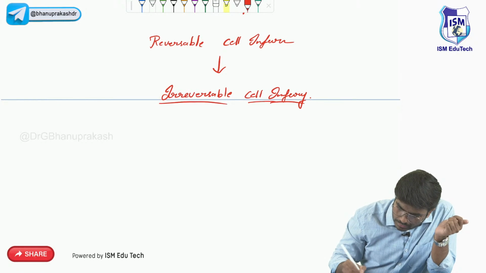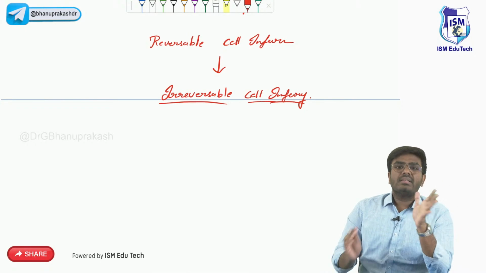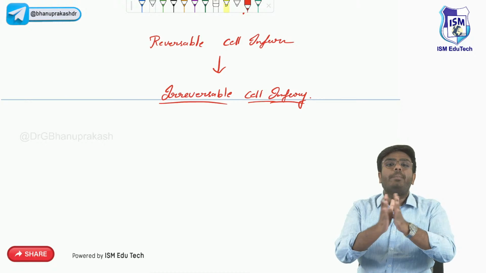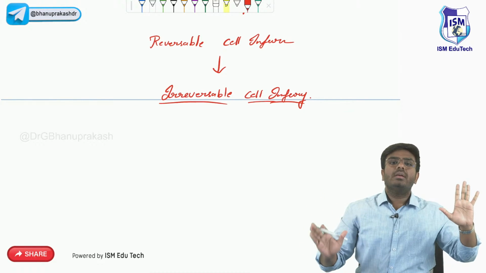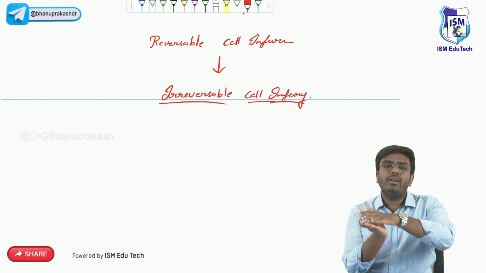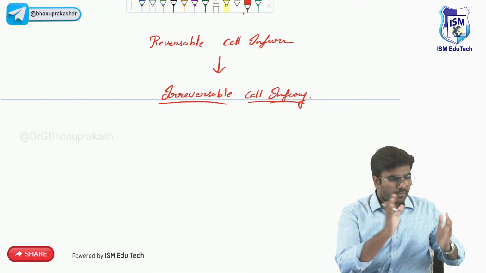Okay. Now, an important point is, sir, when can we say that the cell is no longer repaired? What is that particular event? For example, if this happens, that's it. It's irreversible cell injury. The cell will no longer be repaired. Can you tell such events? See, first what is happening?